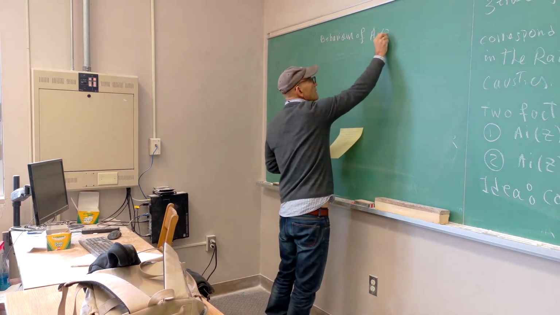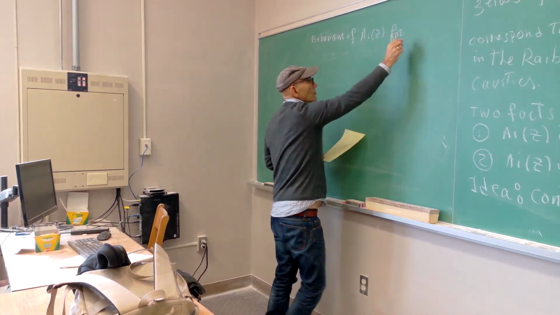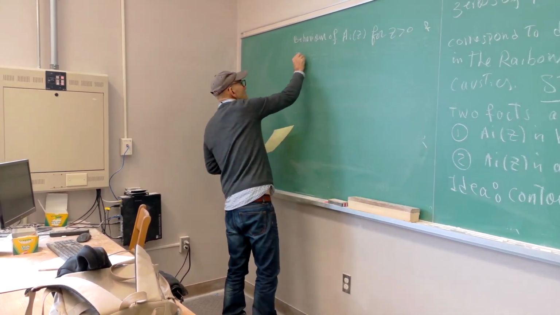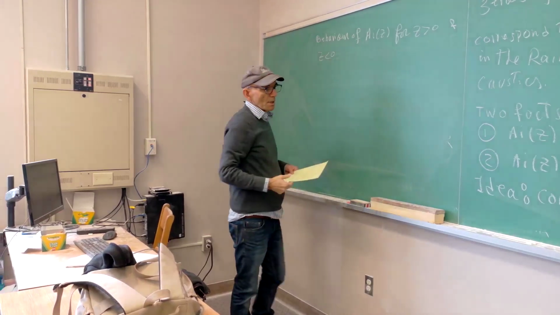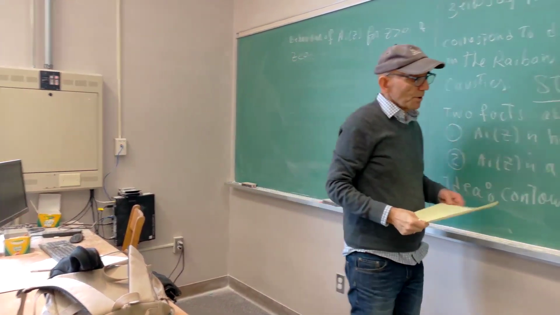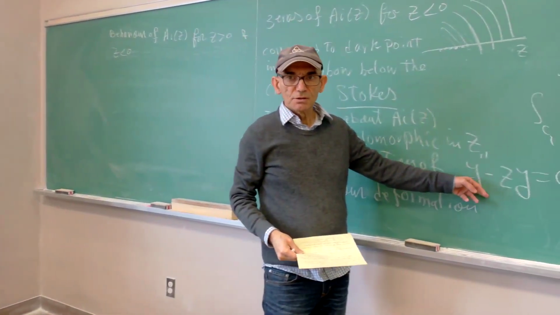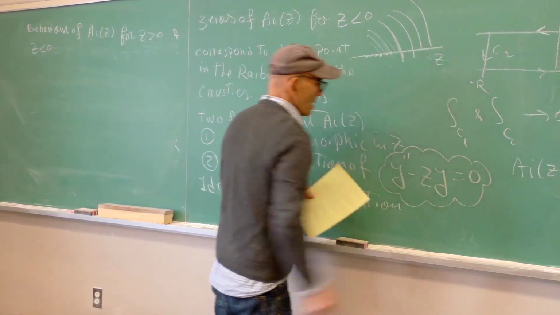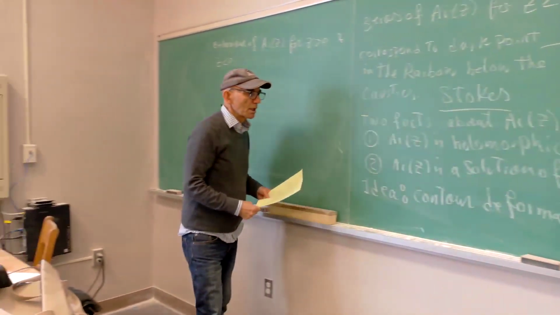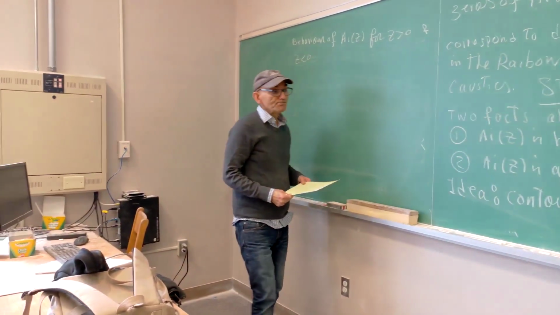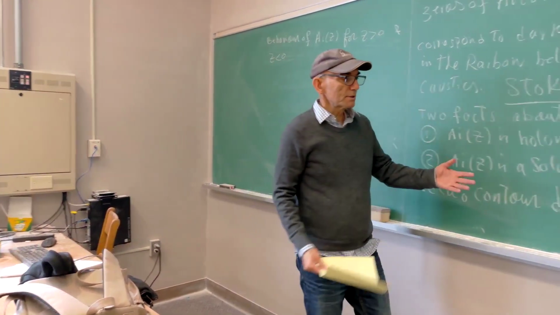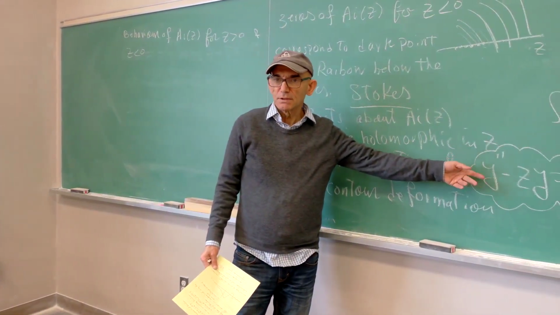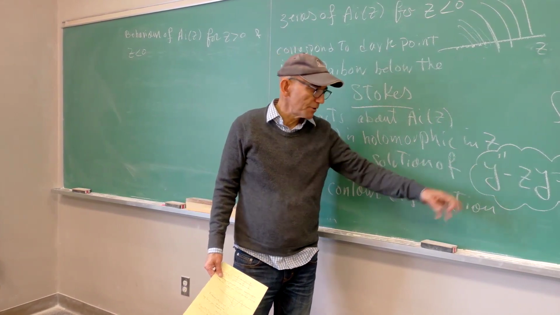for z positive and z negative. And the guiding principle here is this differential equation. Now, this differential equation, it doesn't have closed form solutions because it's linear, but complicated.